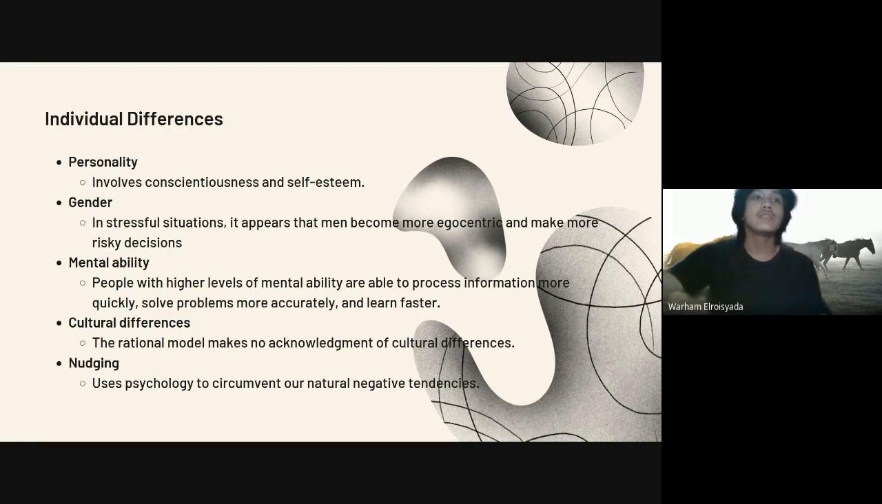In mental ability, we can see people with higher levels of mental ability are able to process information more quickly, solve problems more accurately, and learn faster. And in the cultural differences, the rational model makes no acknowledgement of cultural differences. For instance, Indonesians don't necessarily make decisions the same way as Australians do. Therefore, we need to recognize that the cultural background of a decision maker can significantly influence the selection of problems.